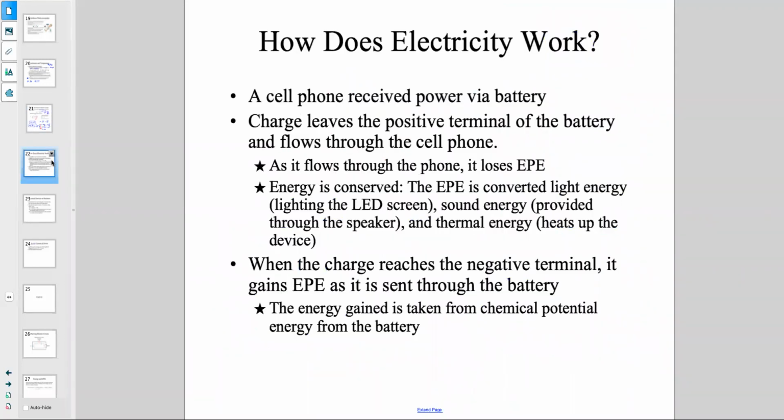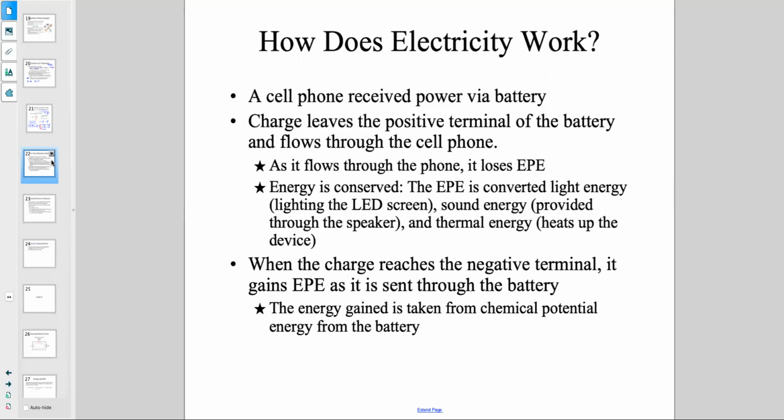So let's take a look. How does electricity work? A cell phone receives power via battery. Charge leaves the positive terminal of the battery and flows through the cell phone. As it flows through the phone, it loses EPE, or electric potential energy. Energy is conserved, we know that, and the EPE is converted to energy lighting the LED screen, sound energy from the speaker, and thermal energy. If you play a video game, your cell phone will heat up.